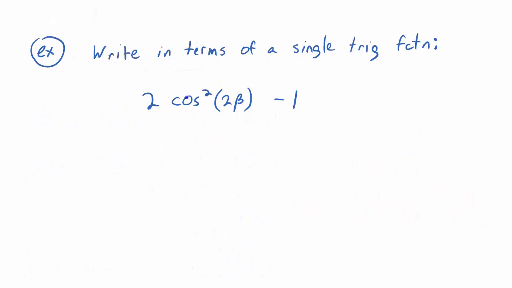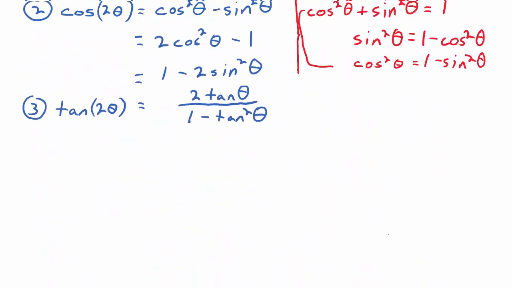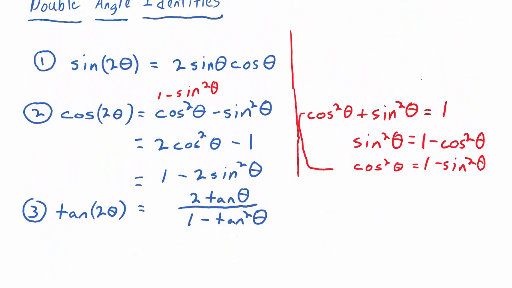Okay, let's get some practice working with these identities. Let's write in terms of a single trig function 2 cosine squared 2 beta minus 1. Now, this formula looks a lot like the right-hand side of one of the identities up here. In fact, it looks like this, except for the angle here. So let's write down the formula we're going to use here, the identity we're going to use.